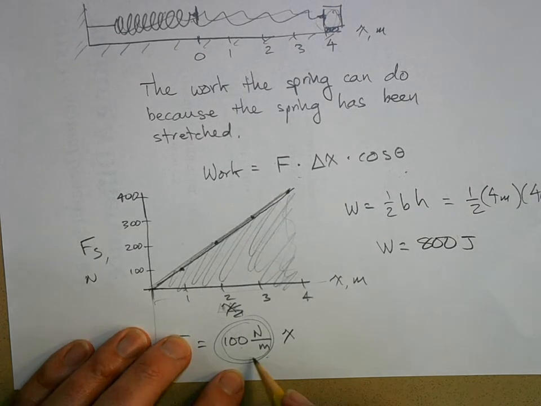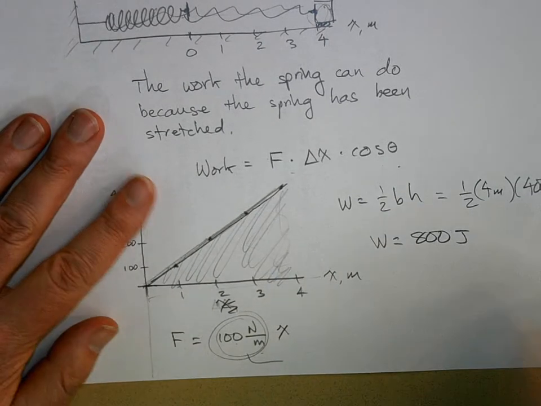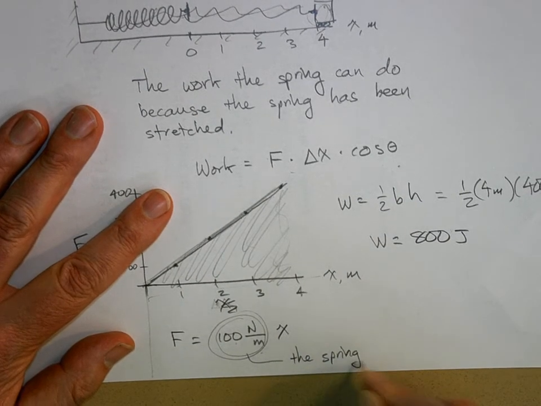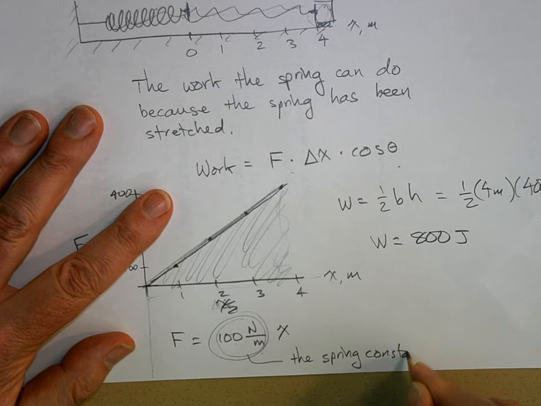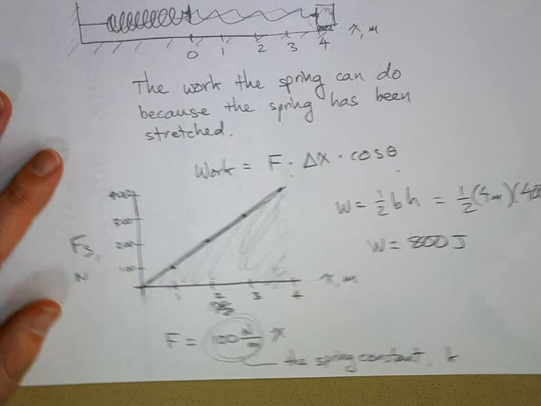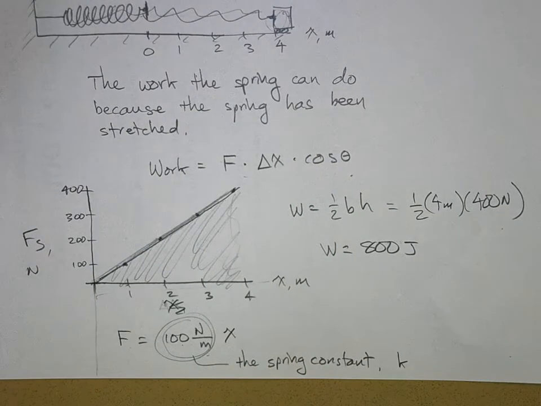So this tells us how stiff the spring is. And this is called the spring constant, and we use a lowercase k to represent it. Lowercase k stands for the spring constant. It has units of newtons per meter.